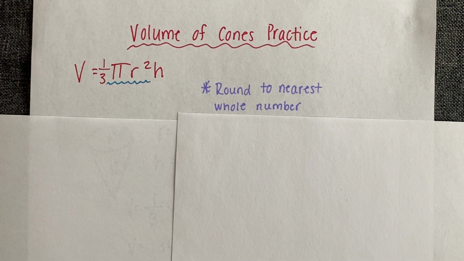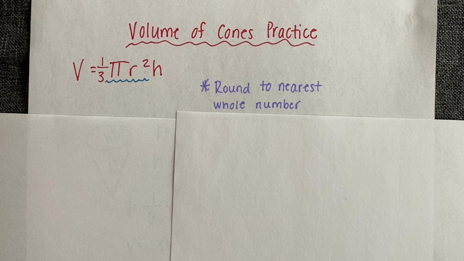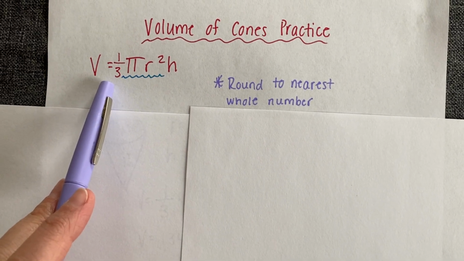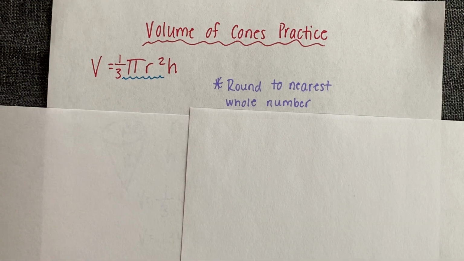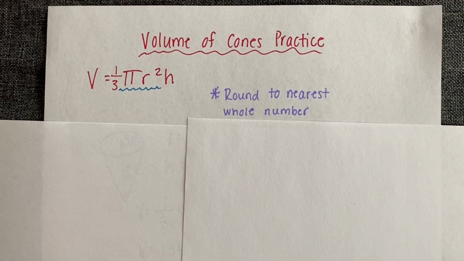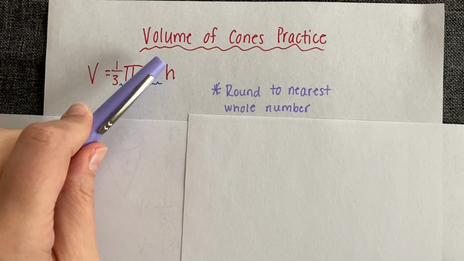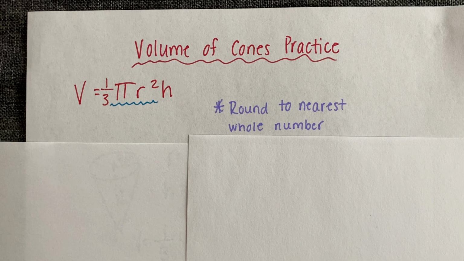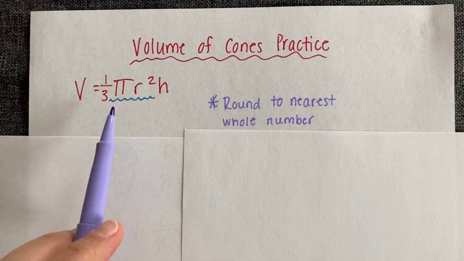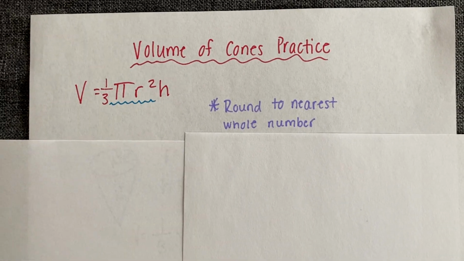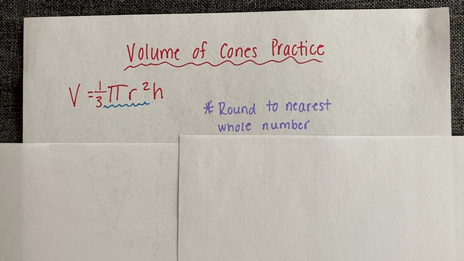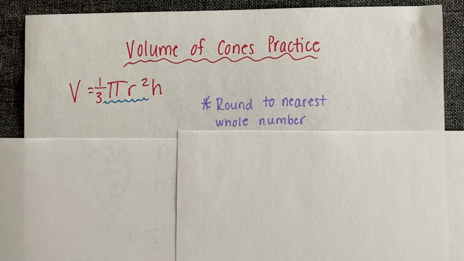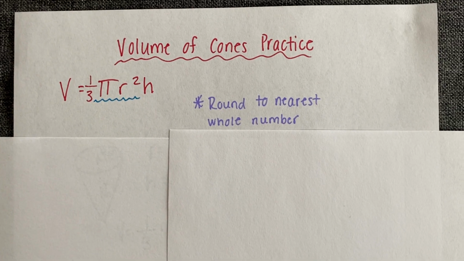Okay, let's practice some cone volume. Here is my volume for the cone, and I underlined pi times the radius squared. And I want you to think, what shape does pi times the radius squared give us the area of?